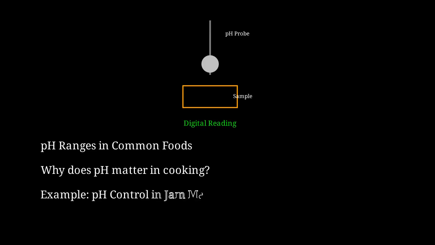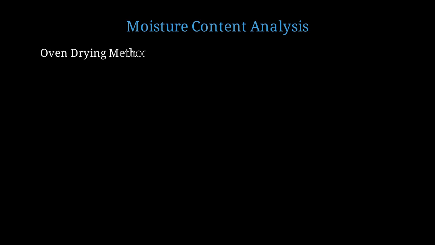In jam making, pectin requires pH between 2.8 and 3.5 to gel properly. Too high and you get syrup. Testing and adjusting with citric acid ensures proper set. Moisture content dramatically affects texture, shelf life, and microbial safety. There are several methods to measure it. The simplest method is oven drying.